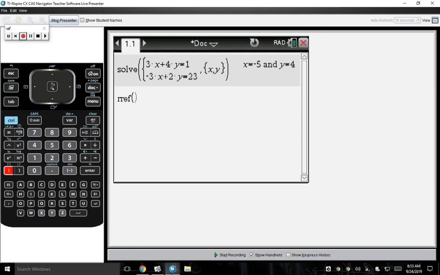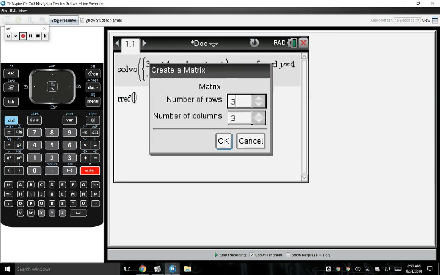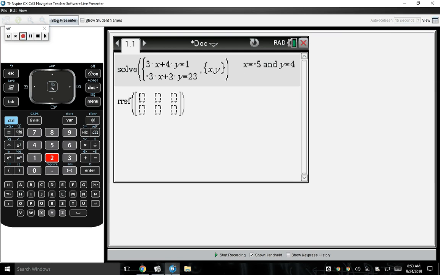And now what we're going to do is enter our augmented matrix. So we're going to press this button right here to the right of 9. And then we're going to press that button right there in the middle. That's a 3x3 matrix. Okay? And when I press enter, this pops up. See, but I don't want a 3x3. What do I want? A 2x3. So I'm going to do 2 rows by 3 columns, and then just press enter, and it will show up as an augmented matrix. Okay?